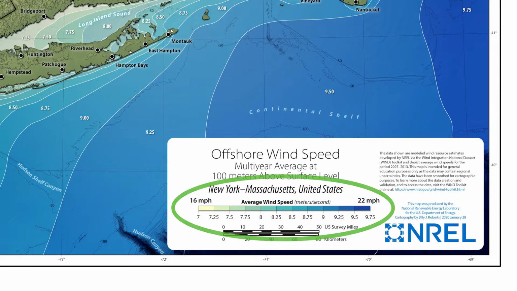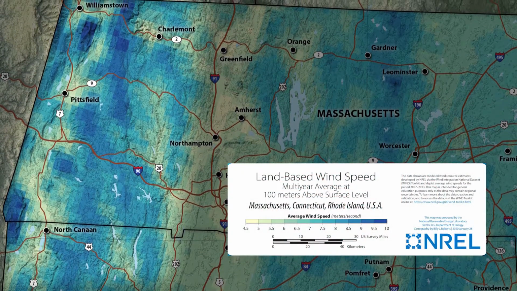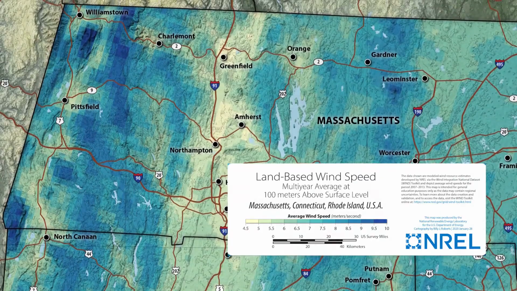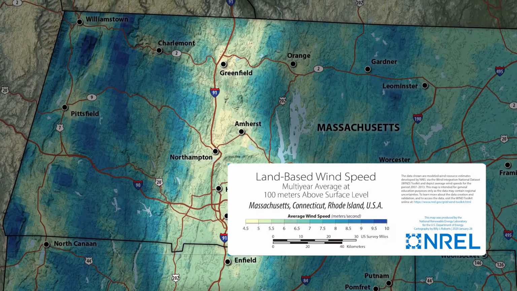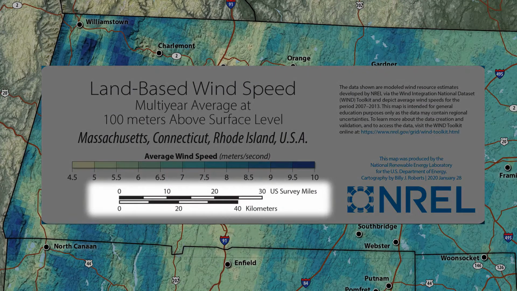While the wind resource scales may change on each resource map, the color scheme and shading will remain constant. Areas with higher than average wind speed are depicted with deeper blue shades, and areas lighter in color indicate lower average wind speeds. This is the map's scale bar. It can help you understand distance on the map.